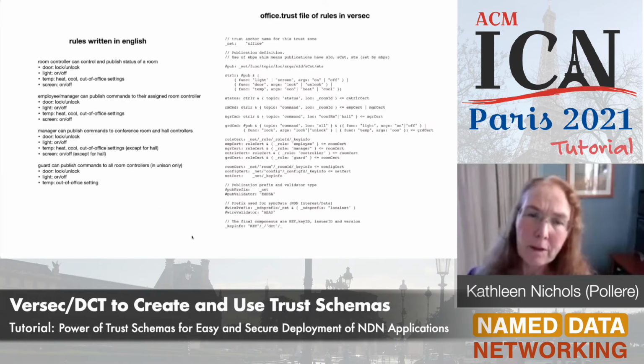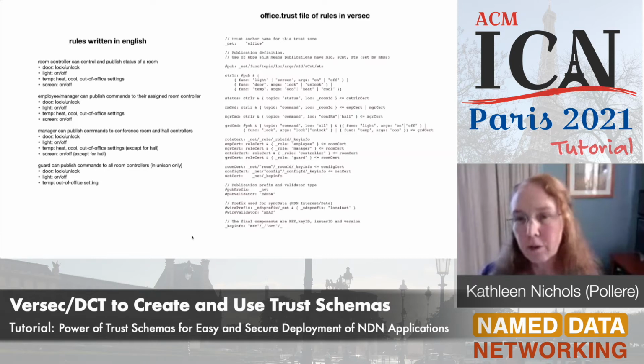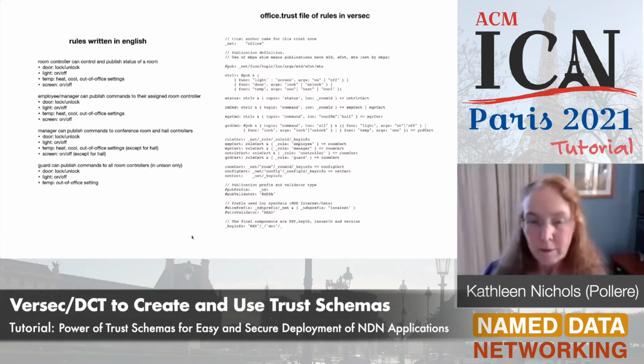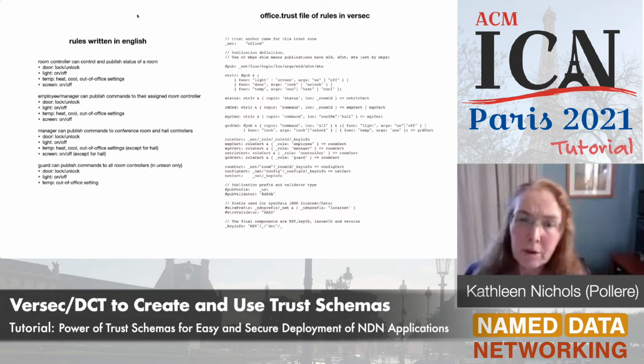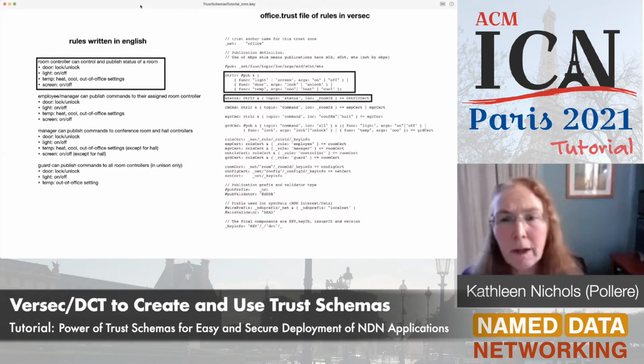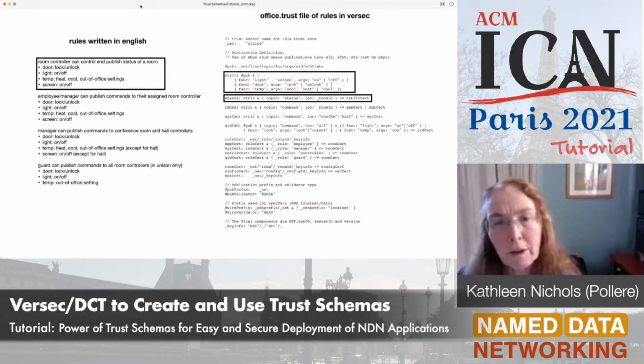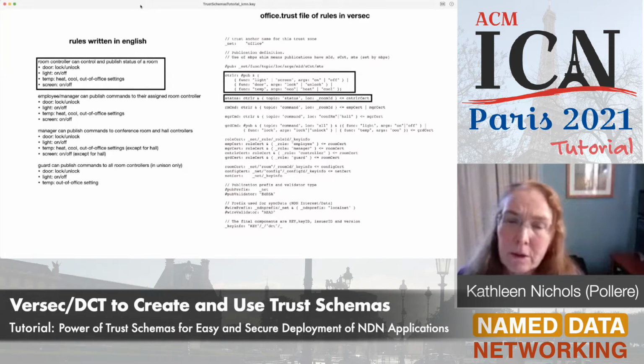Here, I'm going to take those rules that are written in English, and show you how we turn them into a text file in Versec. This is the overview. Let's go to the next slide, because I'm going to highlight these. Okay, so we're going to take this top part, where these are all rules about the room controller, and come over here and write these.